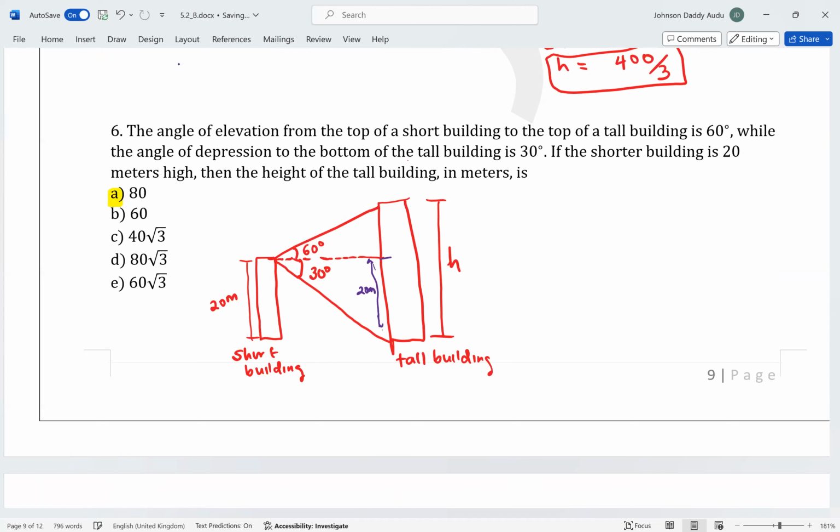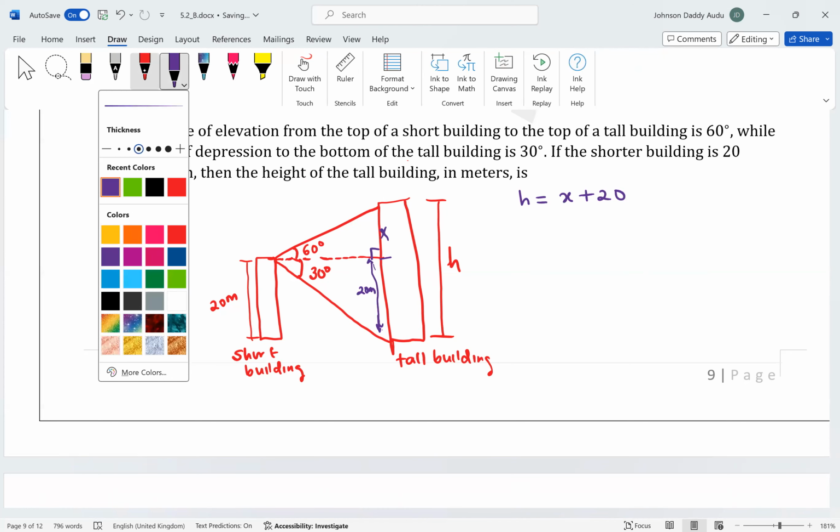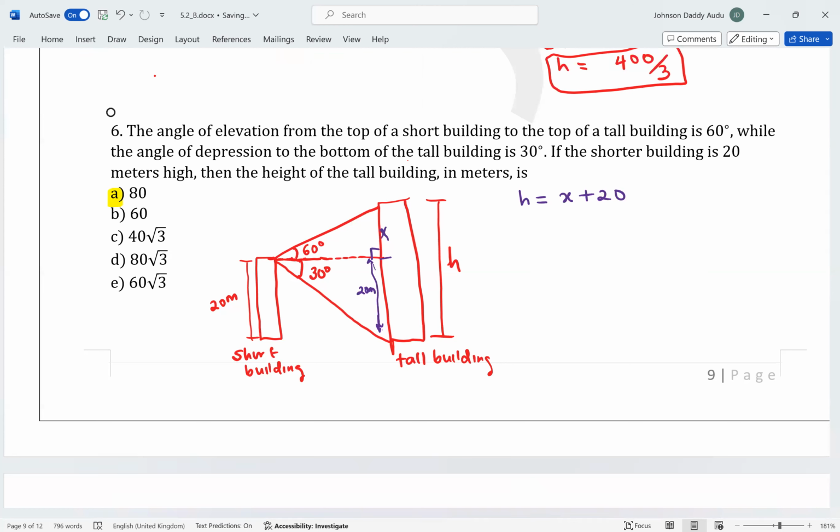So what we need to get, if this is 20 meters now, we need to just find X. Let's call this one X. So it means our H is going to be X plus 20, right? So now how can we get X? That is what we need to think about. Don't forget that here we have a right angle triangle. So if we can get this base, the distance between the two, then we'll be fine.